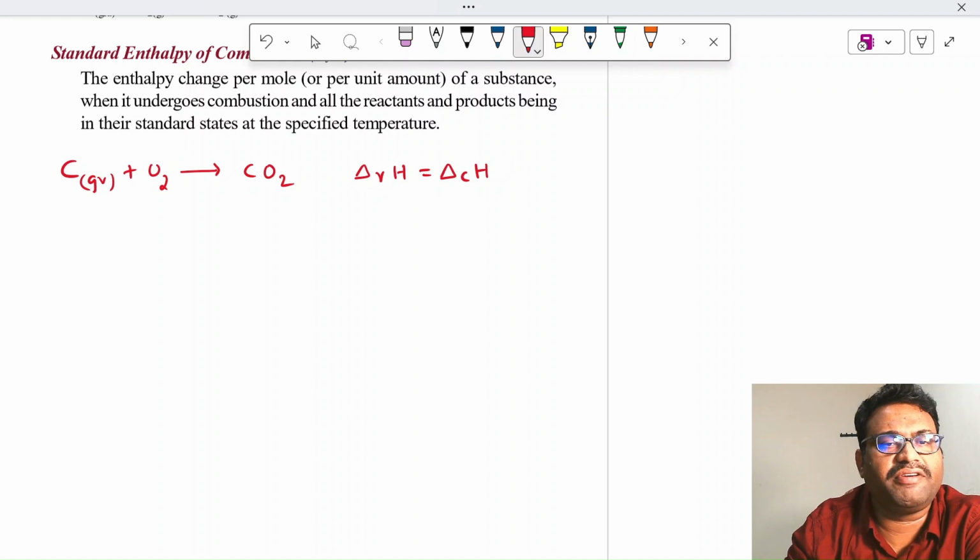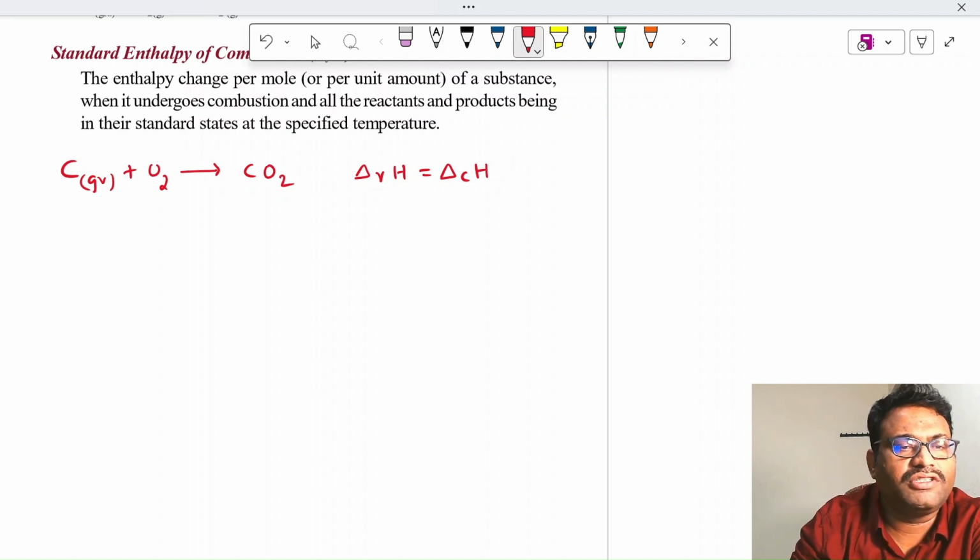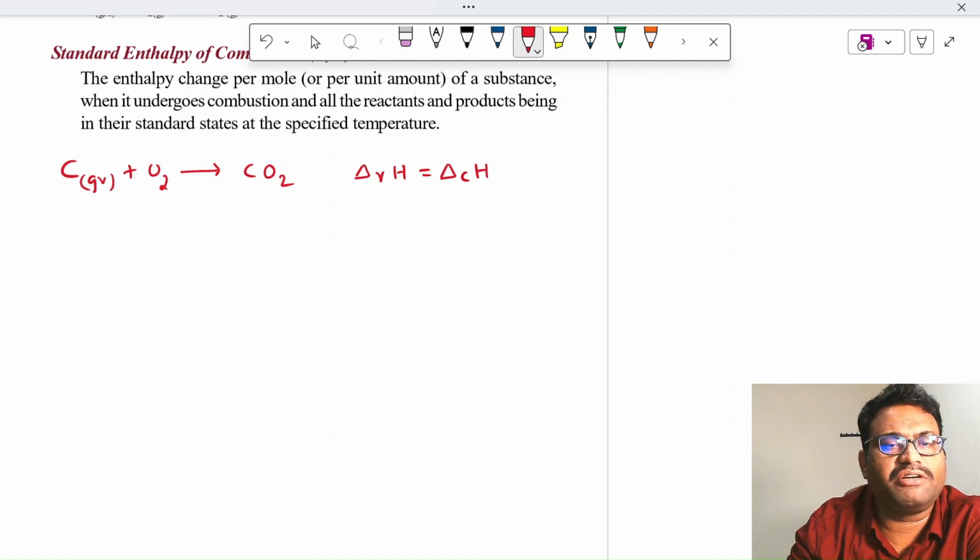What is enthalpy of combustion? It is the amount of heat energy released when 1 mole, here 1 mole of carbon in the form of graphite, is combusted. That is the reason why enthalpy of reaction is equal to enthalpy of combustion.